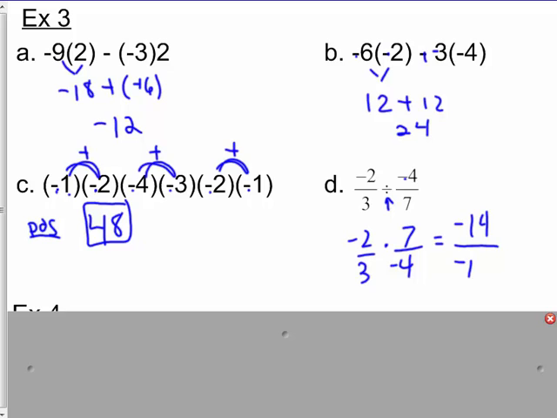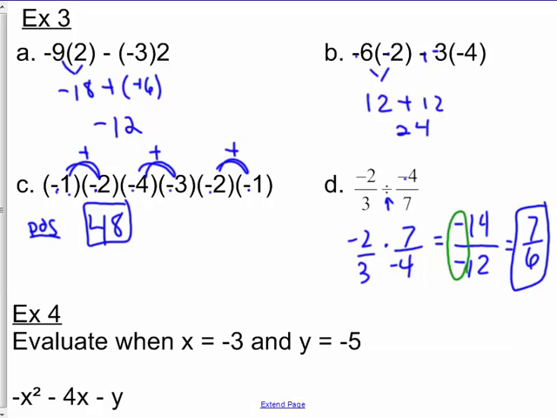When I multiply across, I get negative 14 over negative 12, and I look and I have a negative on the top, negative on the bottom. So the same rules apply. A negative divided by a negative is a positive here. I also look to simplify 14 and 12. You could have done that before, and I get 7 over 6.